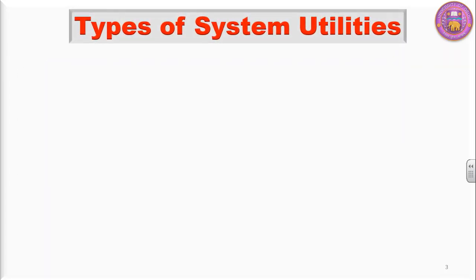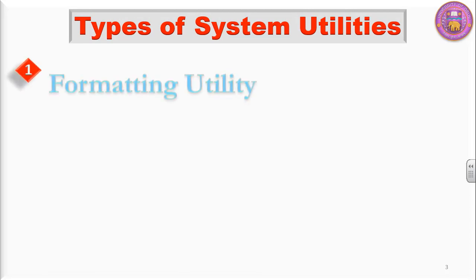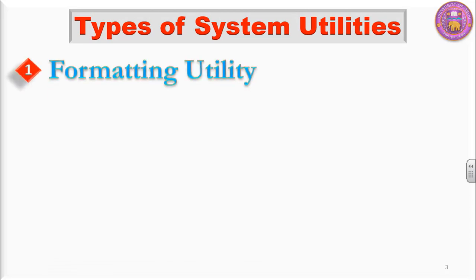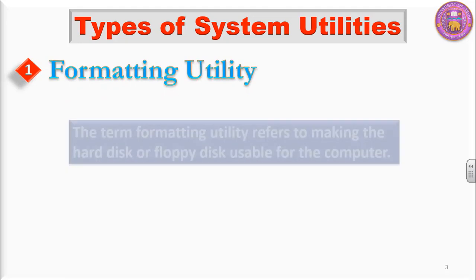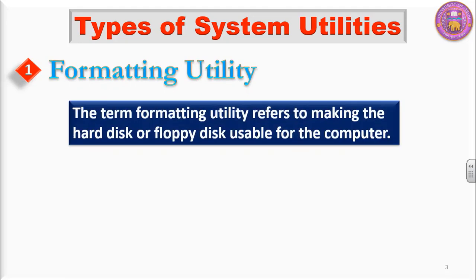Now the different types of system utilities. The first one, formatting utility. The term formatting utility refers to making the hard disk or floppy disk usable for the computer. So once you buy a new hard disk, first it has to be formatted in order to make use of it. The utility which makes it ready to use, that is called formatting utility.